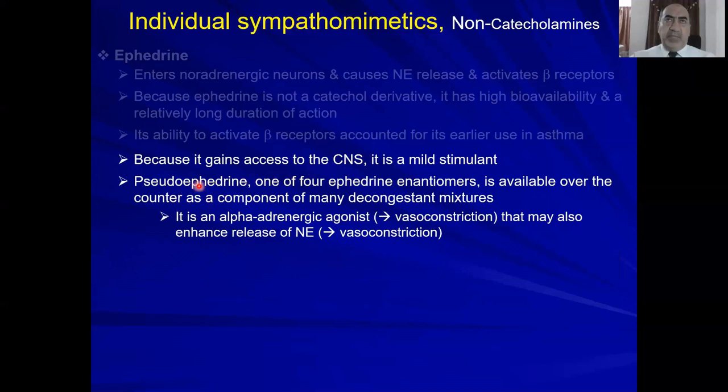Pseudoephedrine is an enantiomer of this drug. Enantiomer means it's similar in the chemistry, the atoms are similar, but it's different in the stereochemistry. It's available over the counter as a component of many decongestant mixtures. You see the cold and cough syrups, mostly they contain pseudoephedrine. How does it exert its decongestant effect? Because it has alpha adrenergic agonist effect, causing vasoconstriction, and it also facilitates the release of norepinephrine, which again will cause vasoconstriction.